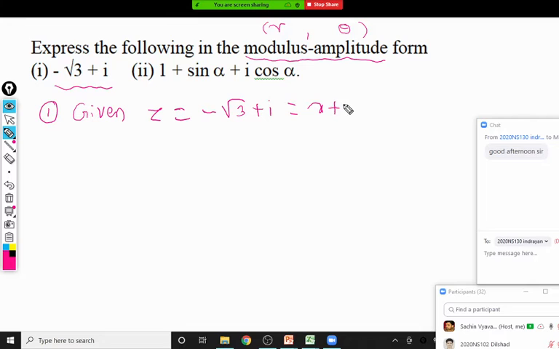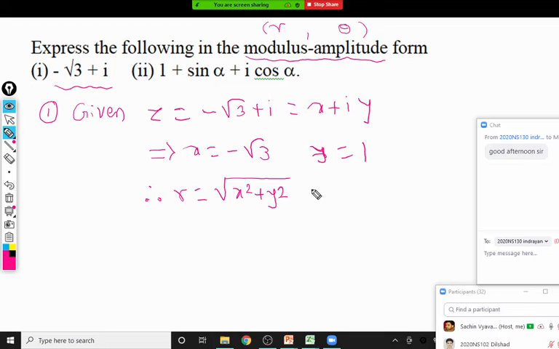Generally we always compare it with x plus iy, and this gives us values for x and y. So x is minus root 3, y is 1. Therefore we get r as the root of x square plus y square. What is the value of r? 2. Then next we have theta. What should be the formula for theta here? Pi minus tan inverse y by x. Okay, very good. Pi minus tan inverse of y by x.